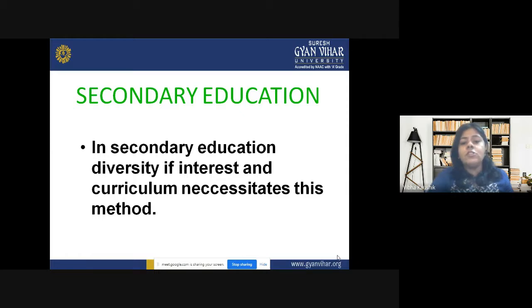Now, secondary education. In secondary education, diversity of interest and curriculum necessitates this method. When we are talking about secondary education, diversity means there is so much diversity among the learners, in their interests and in the different necessities of a particular curriculum. This method can be the best method.